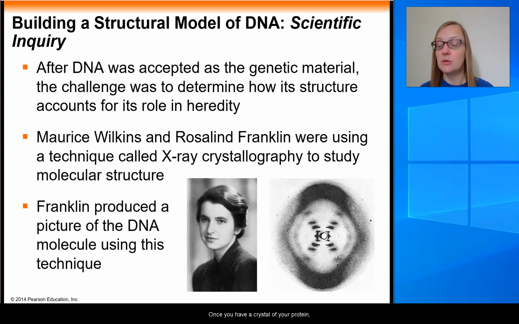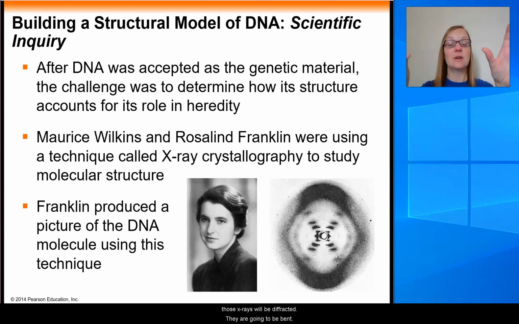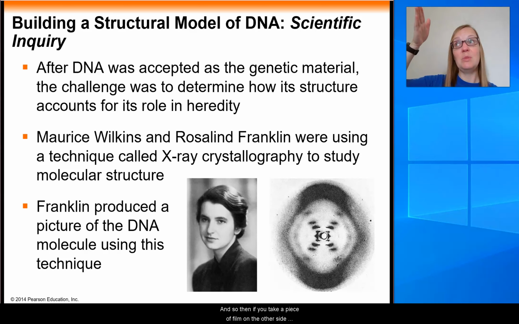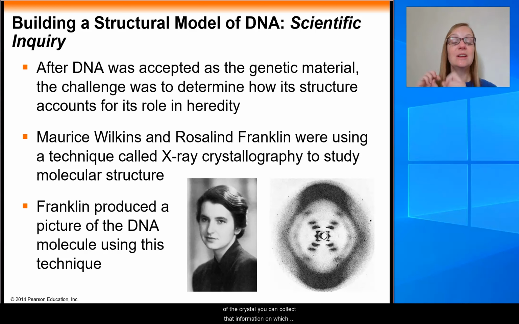Once you have a crystal of your protein or a crystal of the DNA, then you take X-rays and you shoot the X-rays through the crystal. Now, as the X-rays move through the crystal, depending on the shape and structure of the crystal itself, those X-rays will be diffracted. They're going to be bent, right? And they're going to go in different directions. And so then if you take a piece of film on the other side of the crystal, you can collect that information in which direction all the X-rays were diffracted. And you get a diffraction pattern. And one example is shown here in the lower right-hand corner of your slide. This is the diffraction pattern that Rosalind Franklin, pictured here to the left, developed for the DNA when she was performing this X-ray crystallography on her DNA crystals.